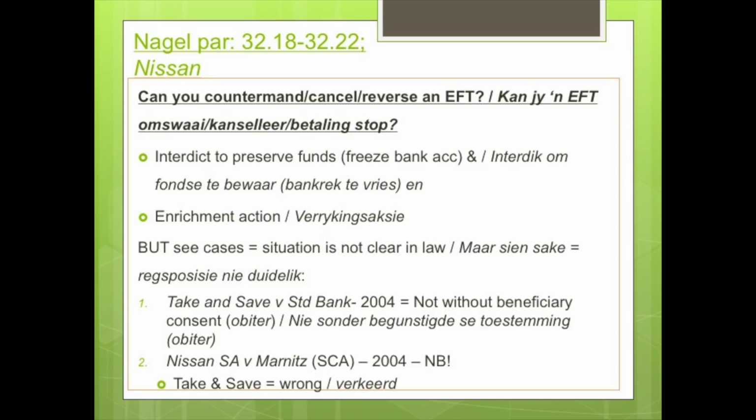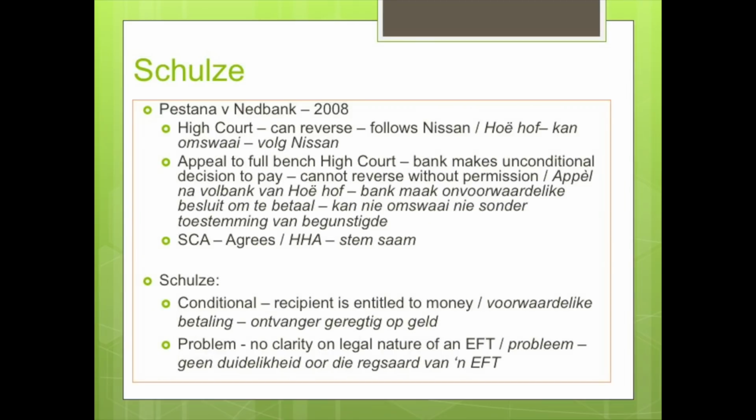And the question that the court had a look at was, did Nissen remain the owner if it had transferred the money mistakenly? The court looked at Take and Save and found it to be incorrect. In other words, the court held that you can reverse an EFT without beneficiary consent. And the reasoning the court followed was that the close corporation was not entitled to the funds. They did use it, which constitutes theft.